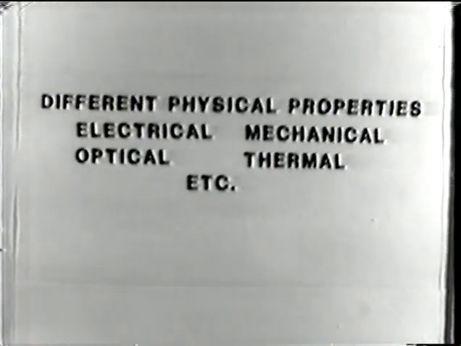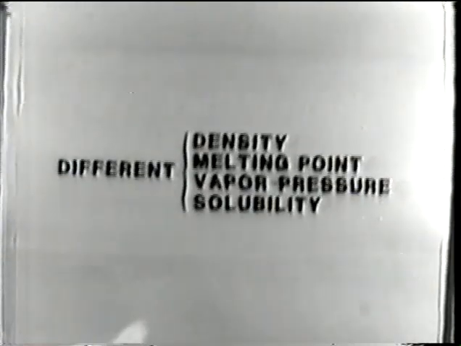Because polymorphs differ internally, they also show different physical properties. Electrical properties such as conductivity and capacitance, mechanical properties such as hardness and elasticity, optical properties such as color and refractive indices, and thermal properties such as melting point and transition temperatures.